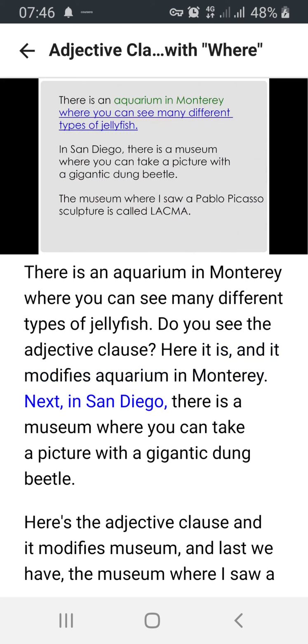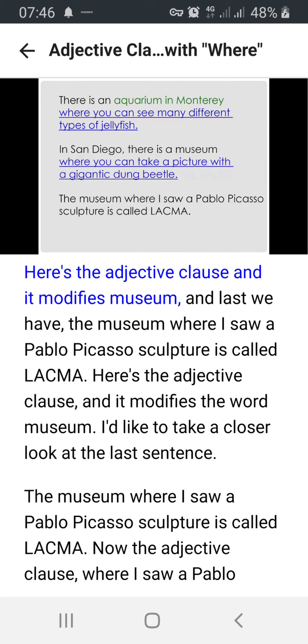Next, in San Diego, there is a museum where you can take a picture with a gigantic dung beetle. Here's the adjective clause, and it modifies museum. And last we have the museum where I saw a Pablo Picasso sculpture is called LACMA.